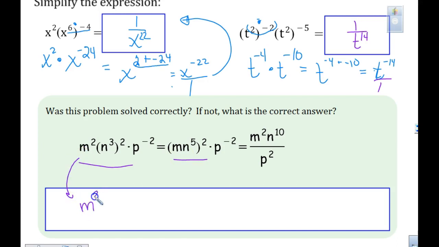So if I was doing that, we are going to write this as our mistake. We're going to write it as m to the second. And then what would we have now? N to what power? So I have 3 times 2, right? So I could put m to the n to the... Yeah, we're going to multiply n to the 6. And we still have p to the -2, right?